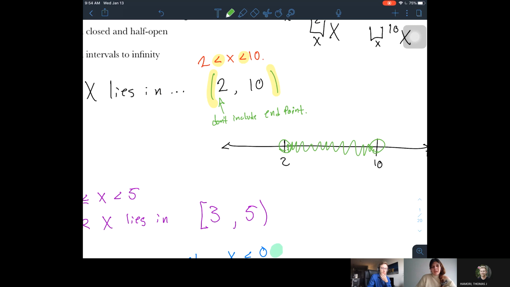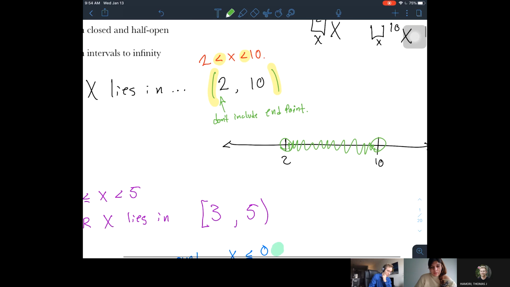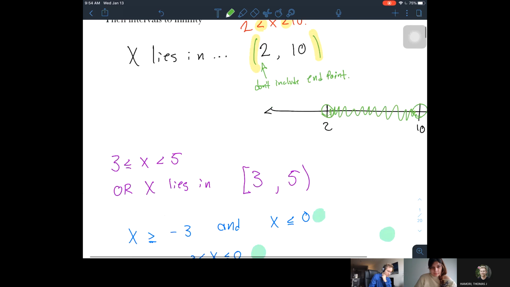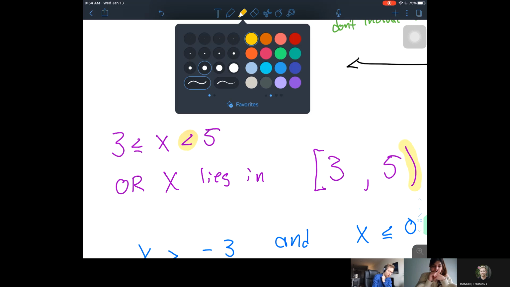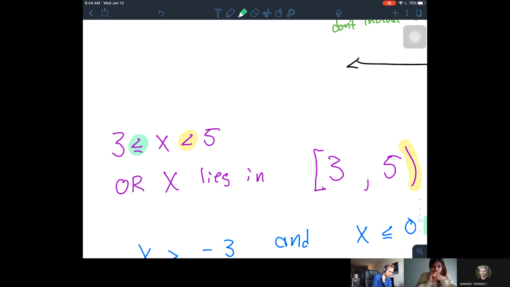And when do we put a bracket? What are the numbers where we put the brackets? Can you give an example for that too? Sure. Let's do this one. In this case, we had a less than sign on the right, so we put a parentheses on the right. But we had a less than or equal to sign on the left, so we put a bracket on the left.